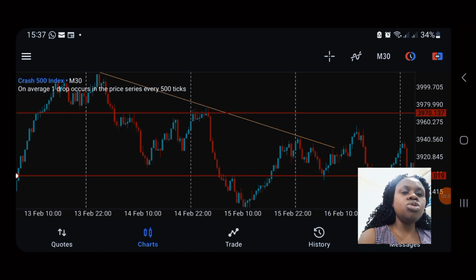So this is how you draw your trend line, and you can use your trend line as an entry point. So first point, second point, look for 2 points that touch.